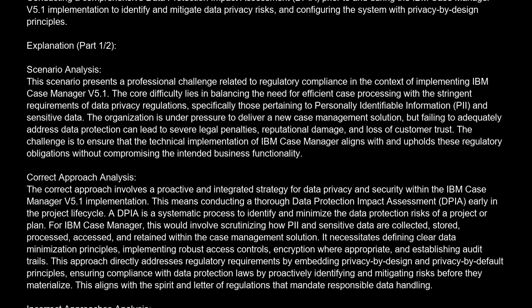This approach directly addresses regulatory requirements by embedding privacy by design and privacy by default principles, ensuring compliance with data protection laws by proactively identifying and mitigating risks before they materialize. This aligns with the spirit and letter of regulations that mandate responsible data handling.